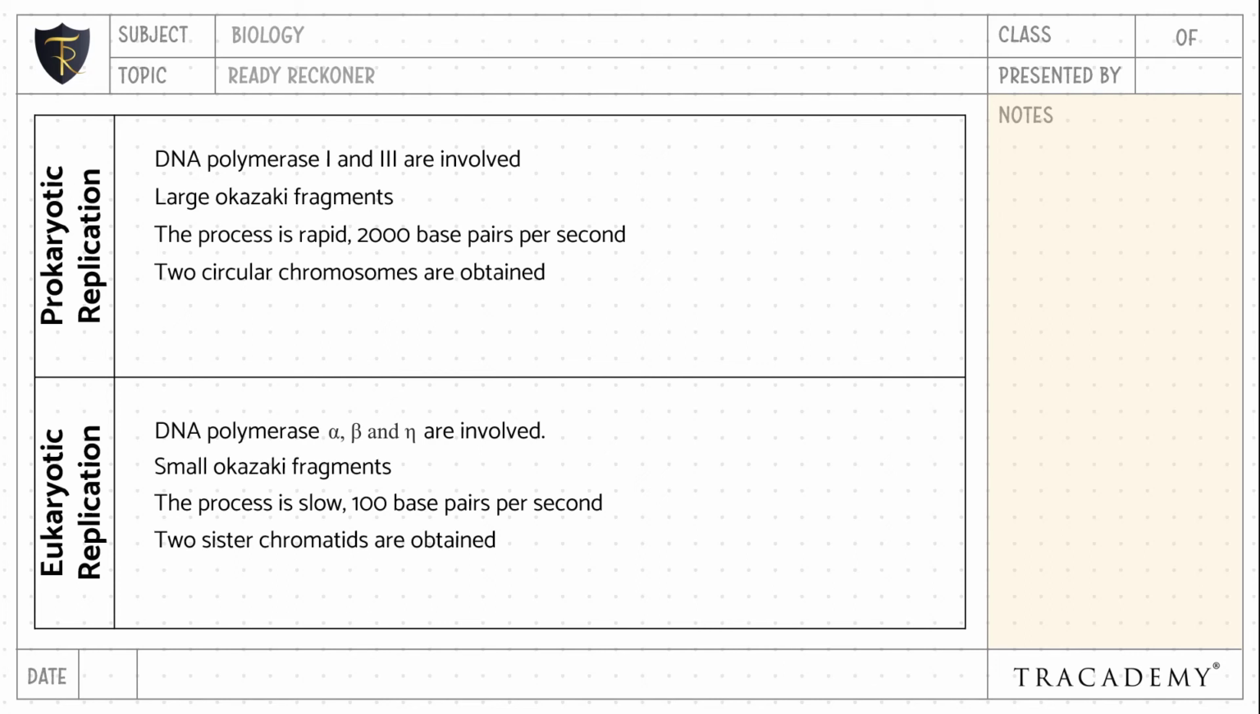DNA gyrase is required in a prokaryotic replication, whereas it is not required in a eukaryotic replication.